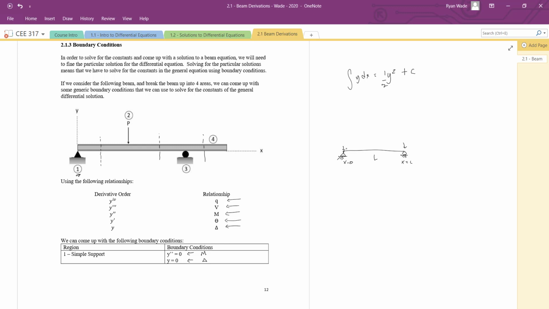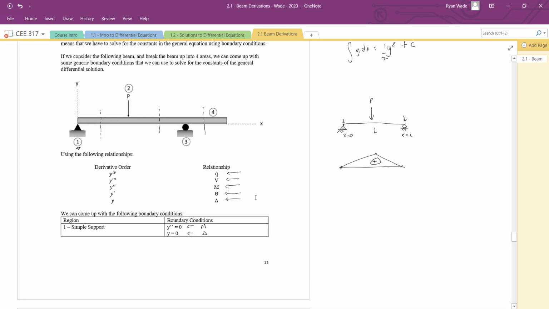That makes sense. When we think about the moment, because it can't resist moment, then when we draw our bending moment diagrams, if it was loaded in the center, it's going to look something like this, and we know that our moment is 0 at either end, right? So those are the boundary conditions we can use for region 1, that simply supported region.